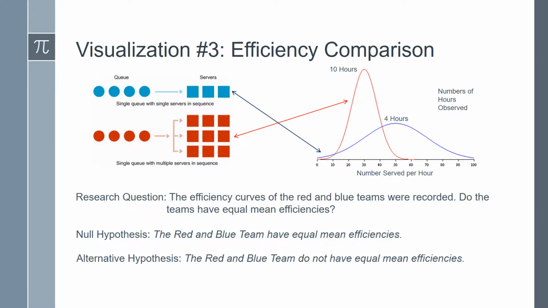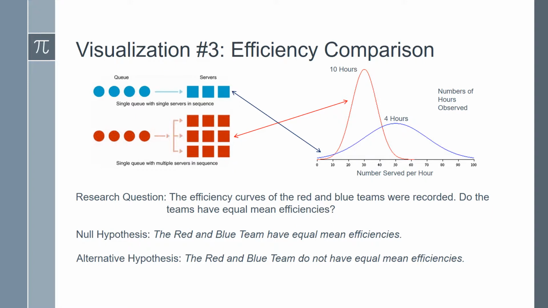Visualization number 3, efficiency comparison. In the visualization, we see the single queue with single servers and sequences plotted in blue, and the single queue with multiple servers and sequences plotted in red. Two bell curves are plotted. The vertical axis represents the number of hours served, and the horizontal axis represents the number served per hour.